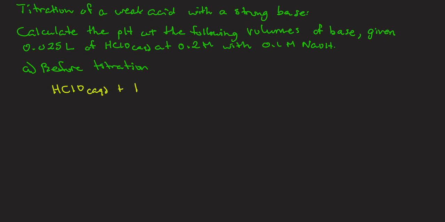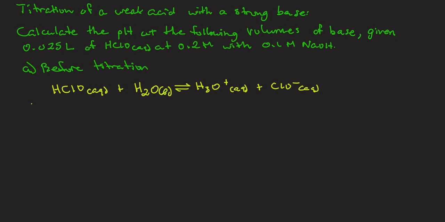Now, if I forget to put aq, don't mind that. There should be aq. I should put states, especially since we're doing equilibrium and ice tables. You should always do it really, but if I forget, just know that there should be states. So this is the ionization of a weak acid, hypochlorous acid to be specific, in water, creating hydronium and conjugate base.